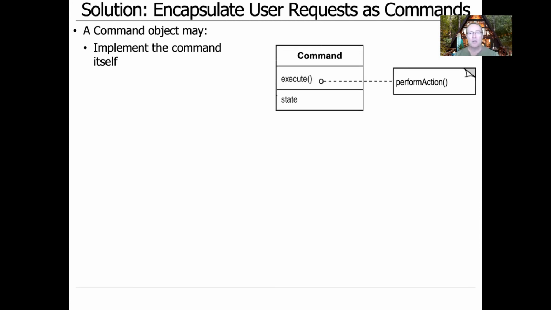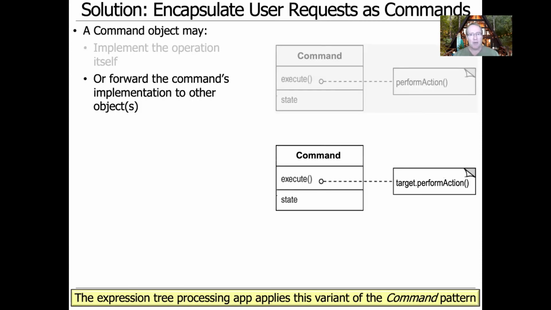And there's a couple different ways to do this. One way is to have the command object implement the command itself. So in that case, the execute method does something, and that something would probably be defined as a method in the command. Conversely, we could also have the command forward to some other object. So the command's execute method wouldn't do the work directly. It would forward to some other object that does the work. And we're actually going to apply this variant in our case study expression tree processing app. We're going to have something called a tree context, and we're going to forward the commands to that. And you'll see when we get into the state pattern later why we do that.